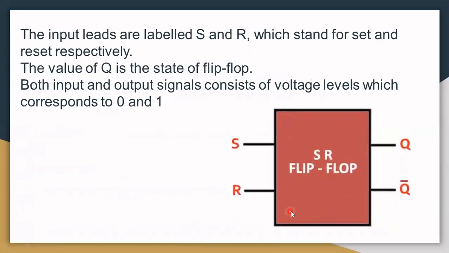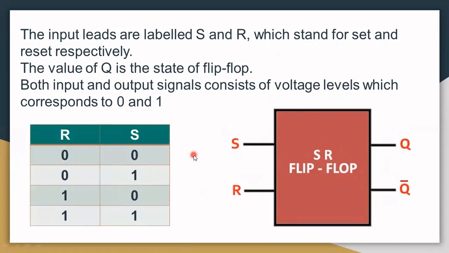So this is the block diagram of SR flip-flop, in which we have two inputs S and R and two outputs Q and Q dash. Remember, Q dash is the inverted output of Q. Our primary aim is to store either 0 or 1. Now the possible inputs are 0 0, 0 1, 1 0, 1 1.